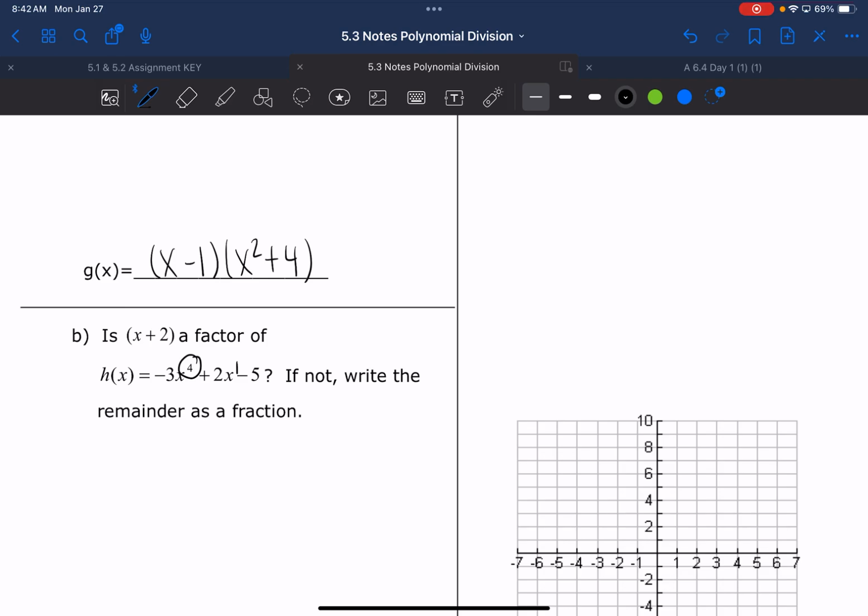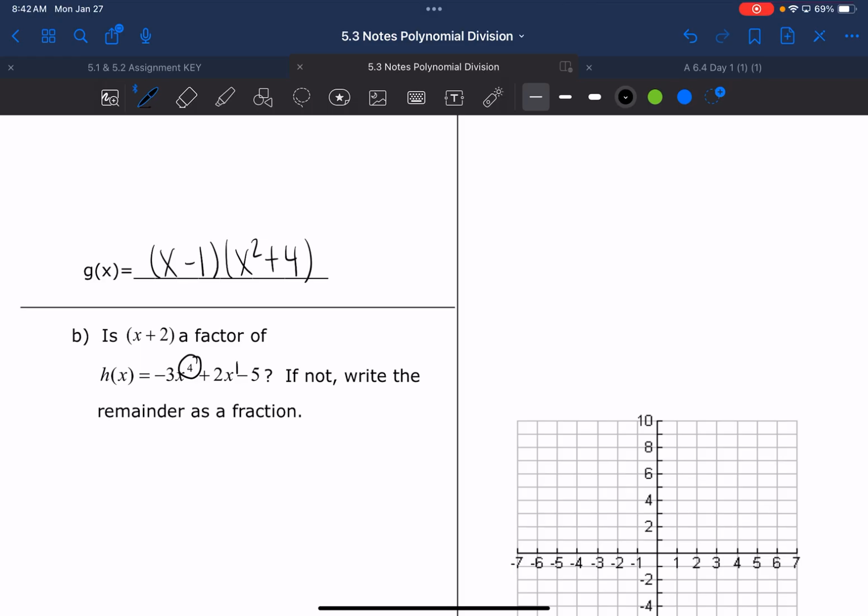Just like it says here. Right, remainder is a fraction. So below? No, at the end. Oh, okay. So the factor, the remainder, do we write it like this? No, it's at the end.